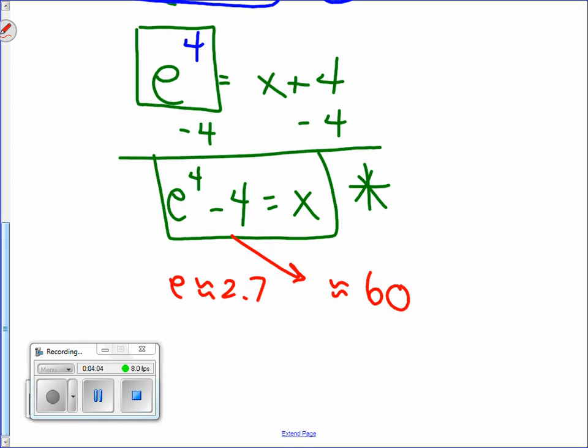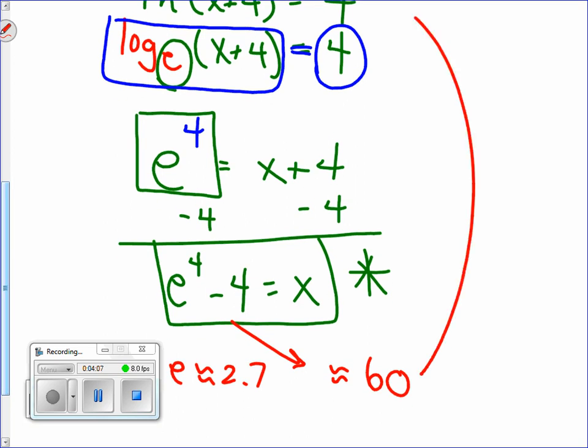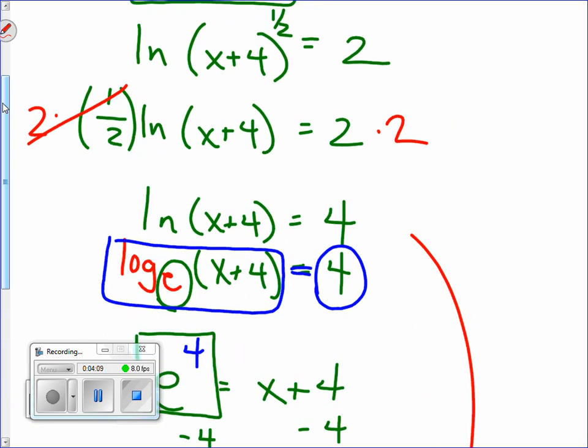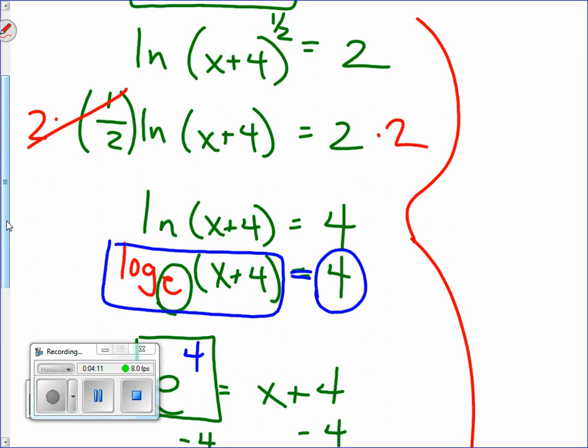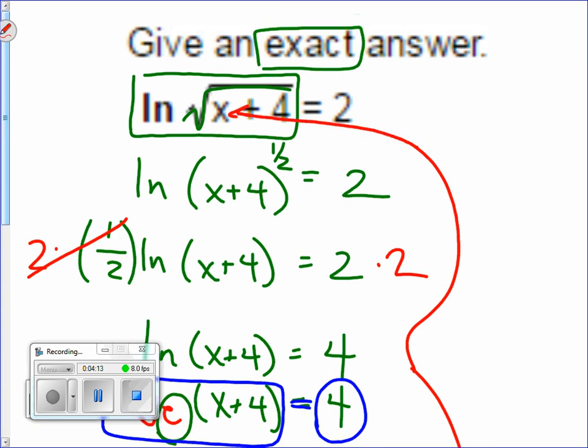But if that's approximately 60, let's make sure that I can fit 60 into this logarithm and get a positive value, right? And we can, 60 plus 4, right? That's a positive value, so we're good.